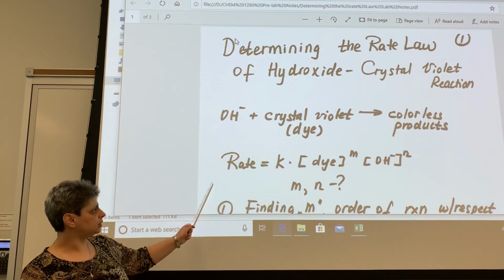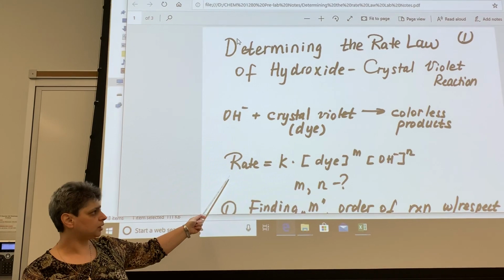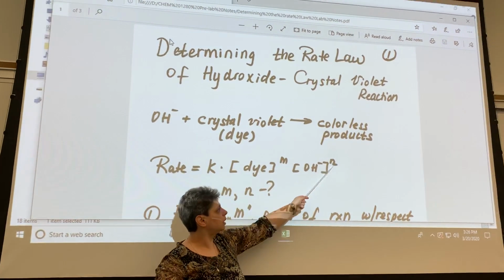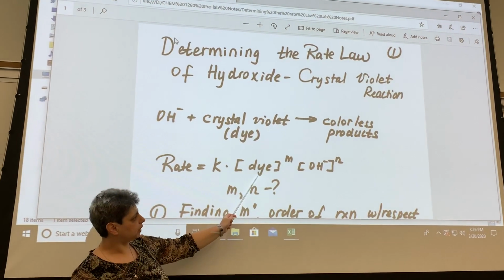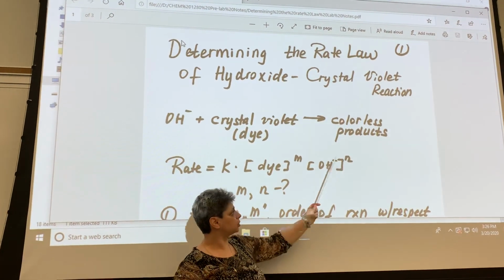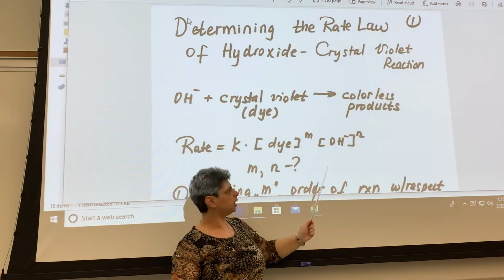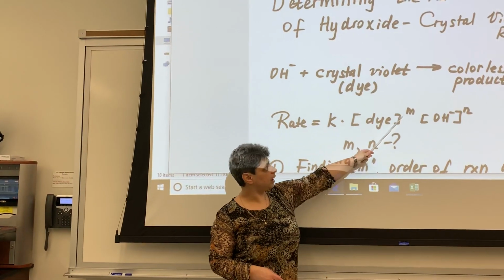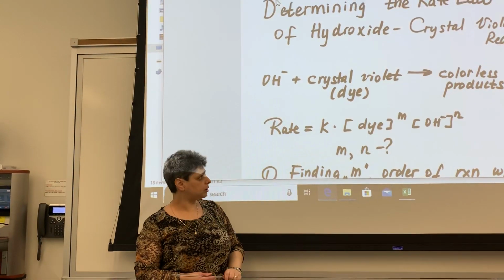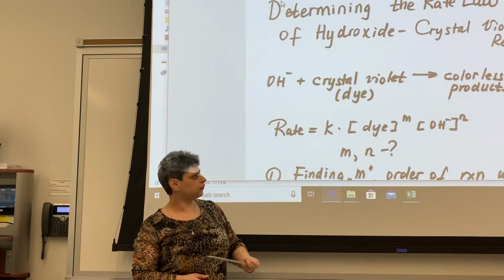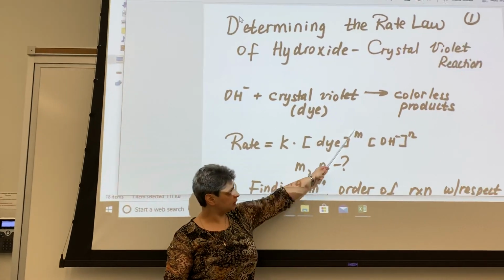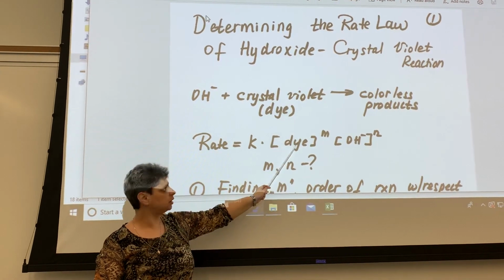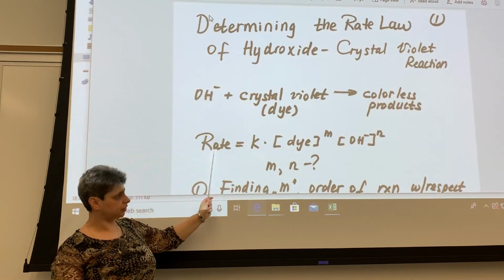The goal of the experiment is to determine the rate law for the reaction, meaning numerical values for M and N, where M is the order of reaction with respect to the dye, and N is the order of reaction with respect to hydroxide. Now, I'd like to remind everyone that order of reaction with respect to a particular reactant is an extremely important parameter, which in general refers to this integer in the rate law, which would show how change in concentration of a particular reactant would affect rate.